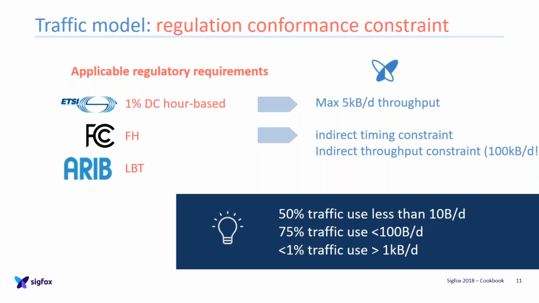But is it really a constraint? As I said, why are there low throughput networks? There are low throughput networks and solutions and technologies like Sigfox because there really is a need for extremely low throughput.